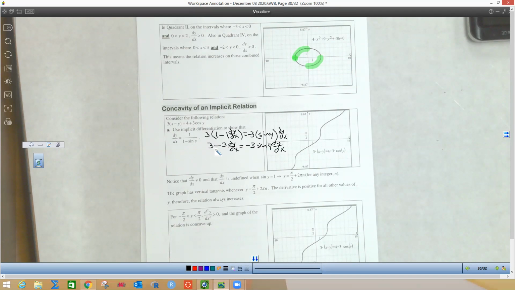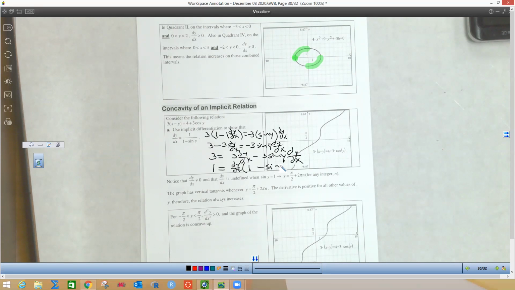Let's see, we're trying to get 1 minus. So let's add this one over to this side. So I'll get 3 equals 3 dy/dx minus 3 sine y dy/dx. And then let's divide everything by 3, because there's 3's in front of everything, and factor out the dy/dx at the same time. So when I take 3 and dy/dx out, I got a 1.